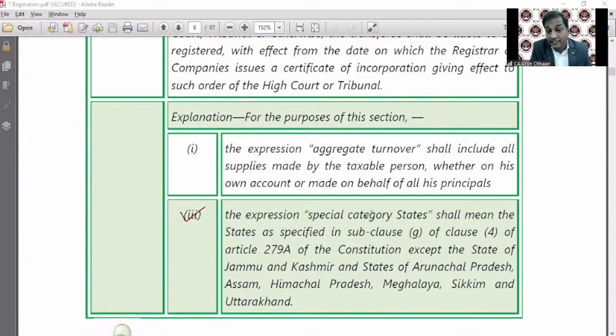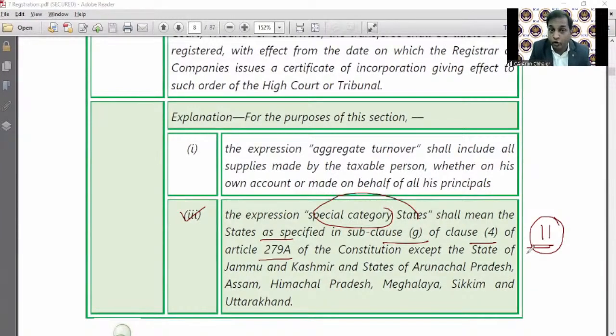The special category state means the state which has been specified in Indian Constitution Article 279A Clause 4 Subclause G. It specifies a total of 11 names as special category states.